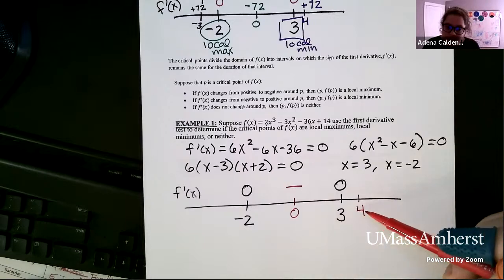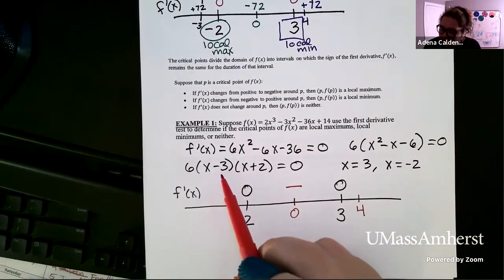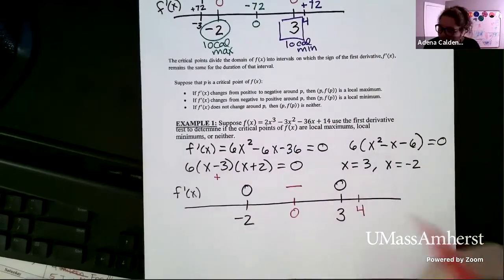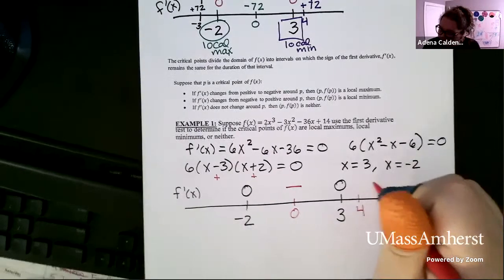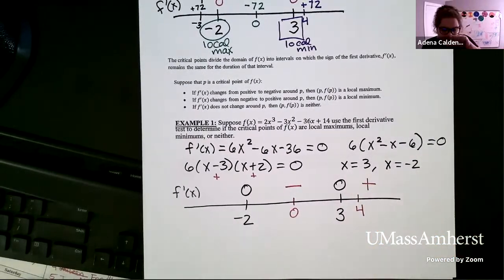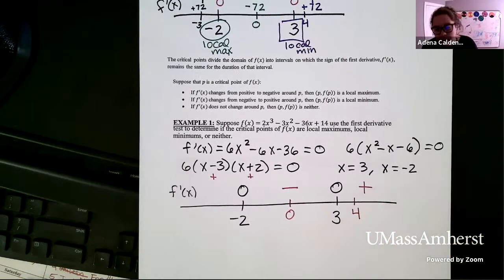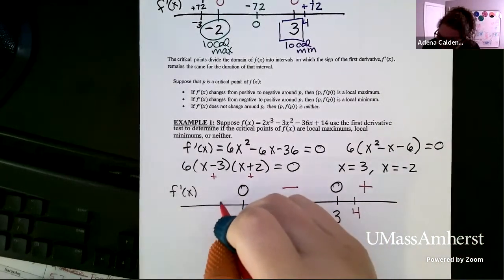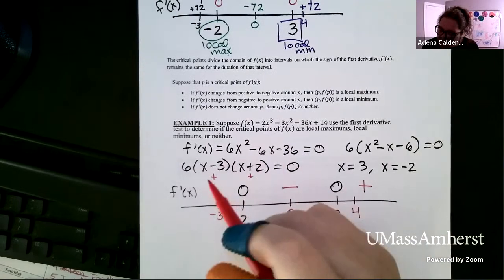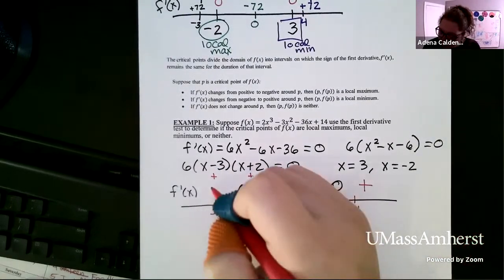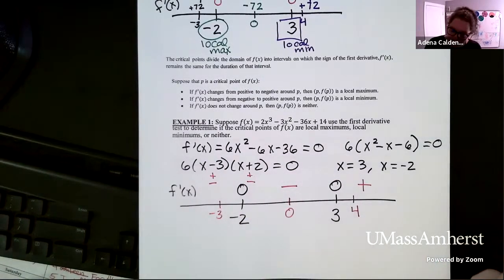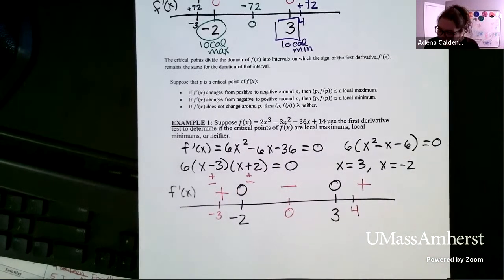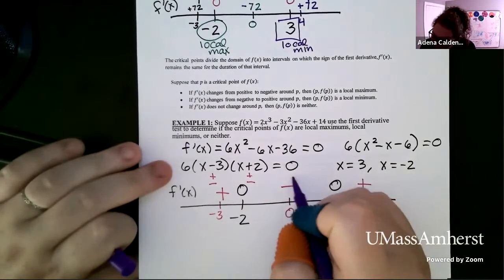So for example, if I use a test point of 4, 4 minus 3, that's positive. 4 plus 2, that's positive, right? Positive times positive, positive. So I didn't have to get the value to know that at 4, I'm going to be positive, right? Similarly, if I plug in a negative 3, minus 3 is negative. Negative 3 plus 2 is negative. Negative times negative gives me positive. Okay. So you can reason through that way, or you can do the full value.